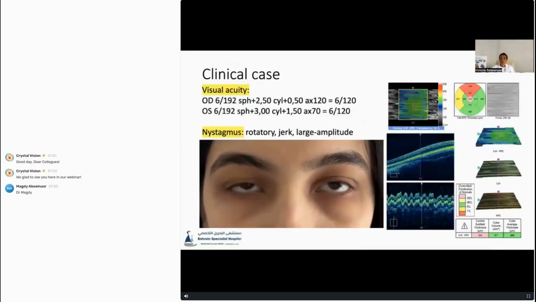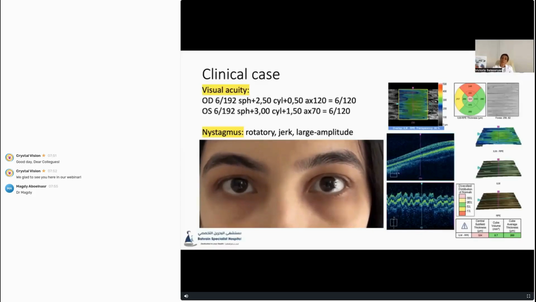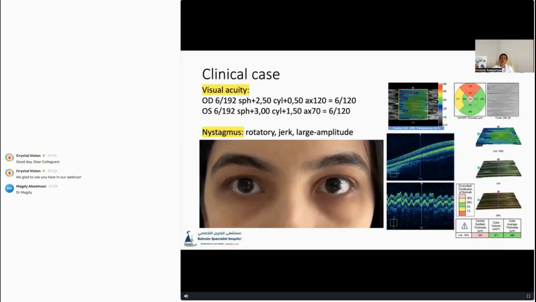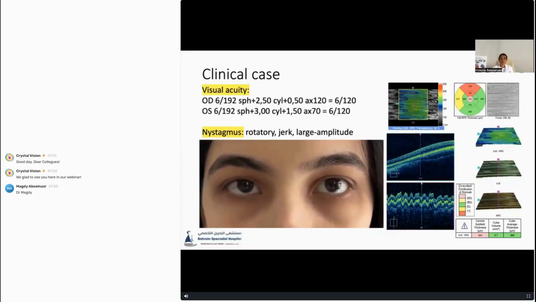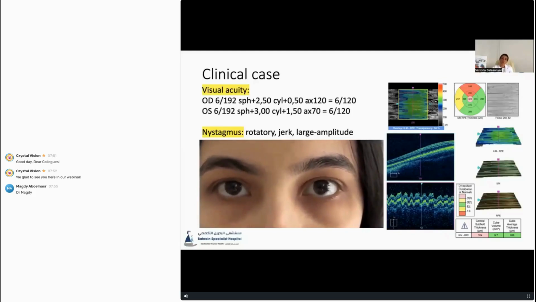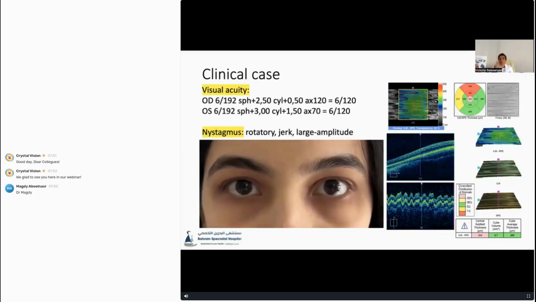As an illustration, I present to you a patient with nystagmus, whose case is a vivid example of the need for a comprehensive approach to diagnostics using the full range of diagnostic methods, especially visual evoked potentials and electroretinography. In this patient's case, the visual acuity was 6/120, non-corrected in both eyes.